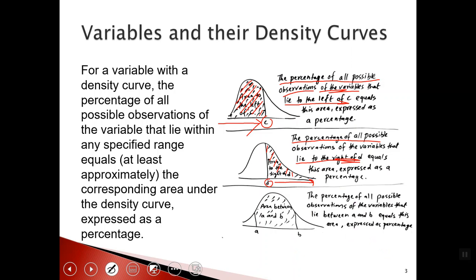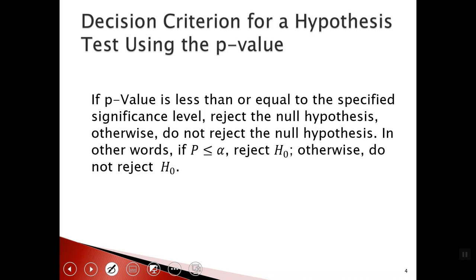A combination of these two gives us the area in between, something like this, which means the area from A to B, the area between A and B, the percentage of all observations within A and B. I think you may remember this. We have done this in chapter 7 and also 6. So this is the basic idea behind this p-value.